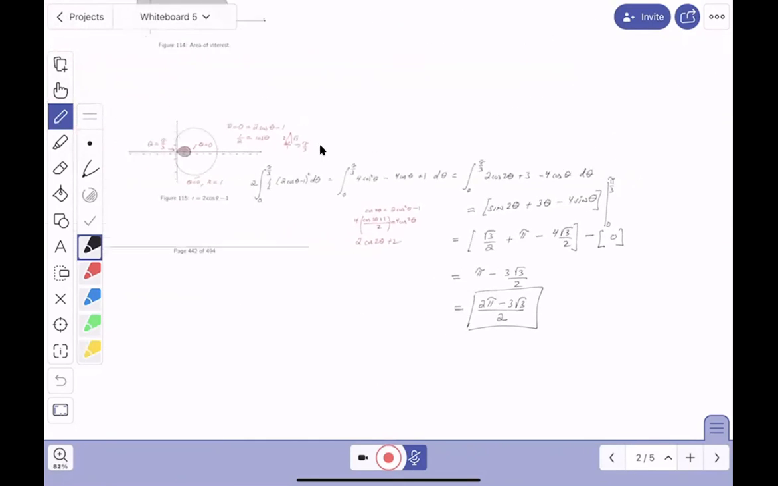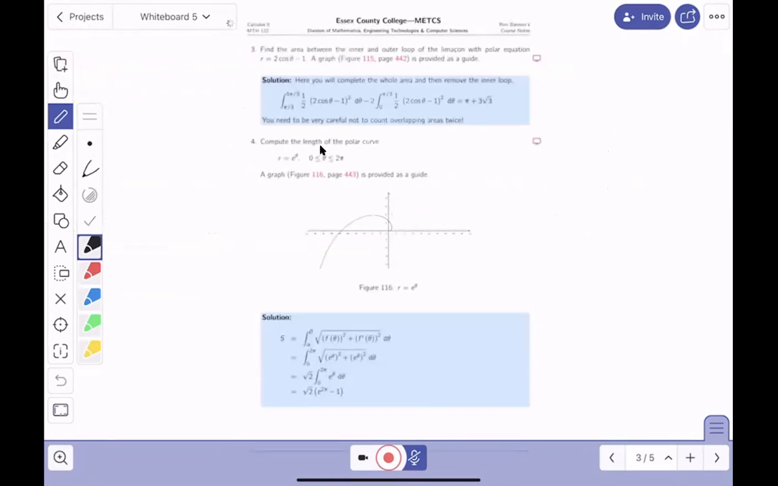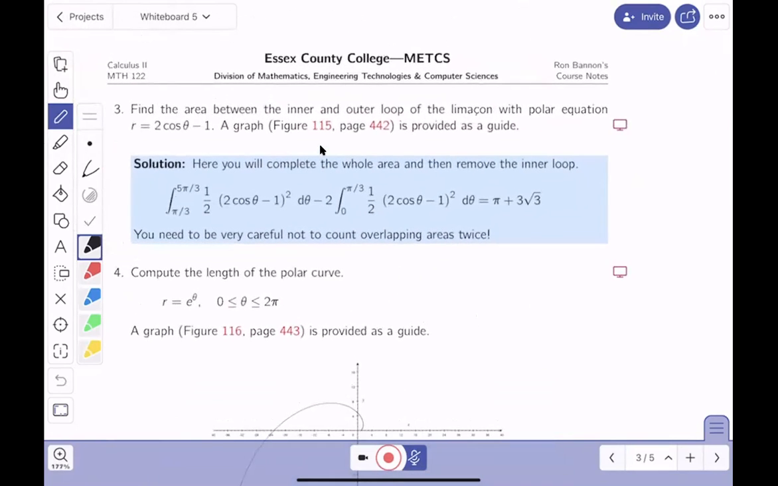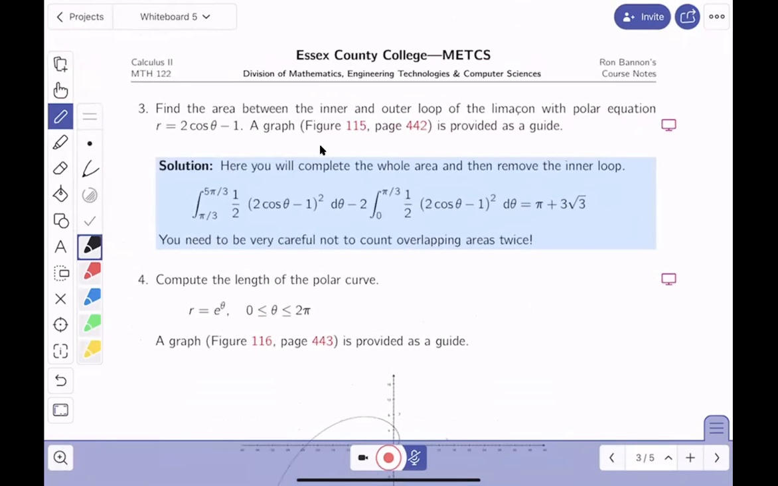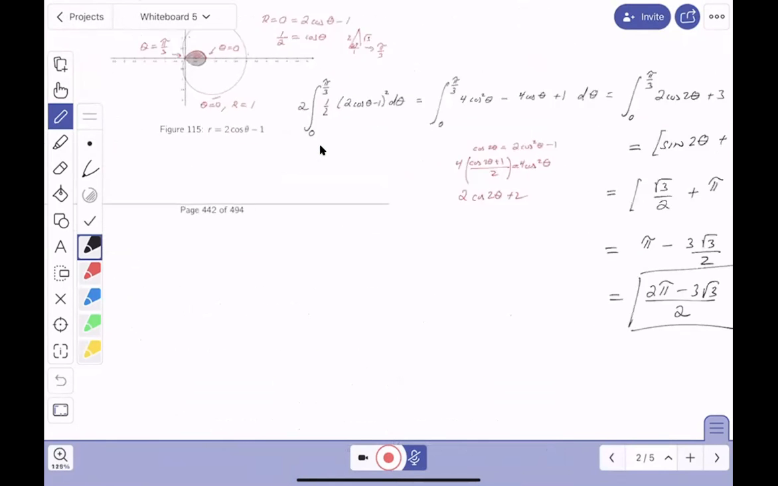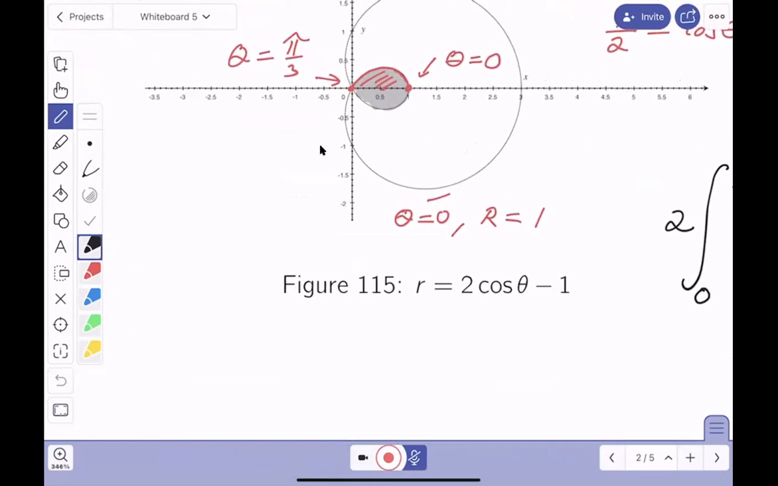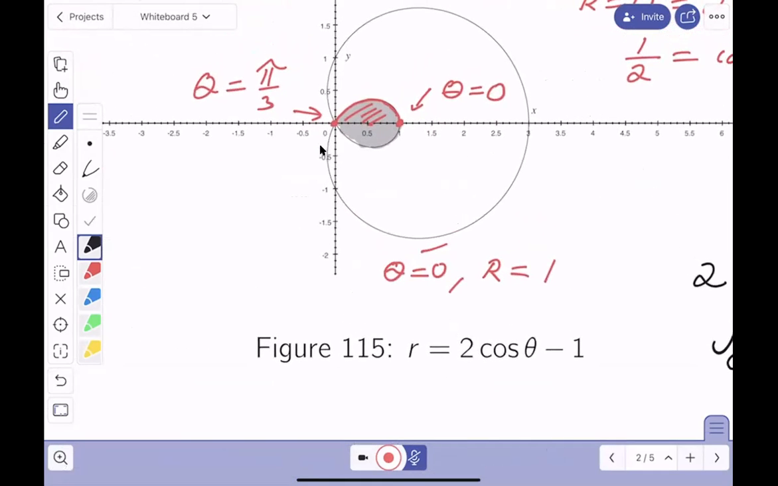All right. Let's go to the next page. And part of this is just reading it. It says the same picture, figure 115. They want to find the area between the inner and outer loop. All right, let's go back to our picture. Okay, well, it can get tough. So I realize that it's this other area they're talking about now. It's the area that is outside that loop, right?